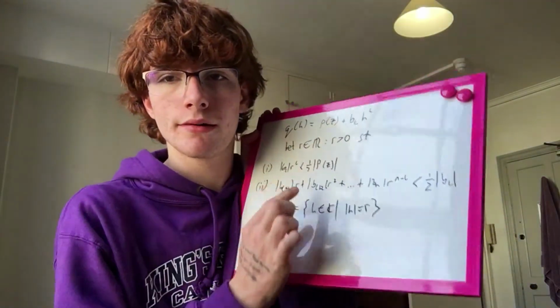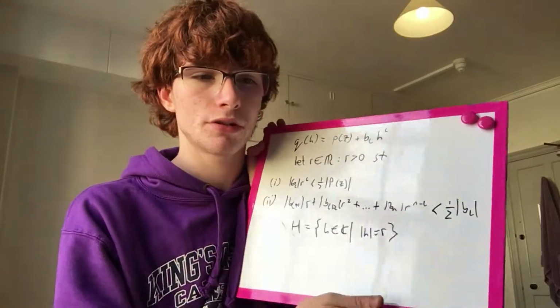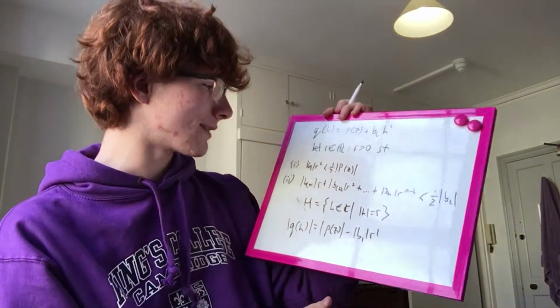Because obviously you could write H as R e to the i theta. So absolute value of B of L R to the power of L. And by this first property of R, we can choose an H so that the absolute value of Q of H is equal to the absolute value of P of Z minus the absolute value of B of L R to the power of L. So let me just write that out. Minus B of L R to the power of L. Right, and I'm going to explain that in a little bit more depth.